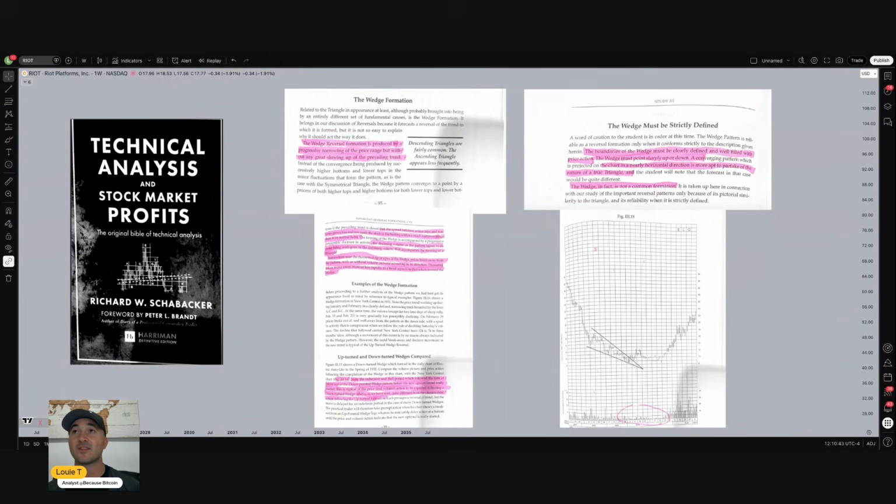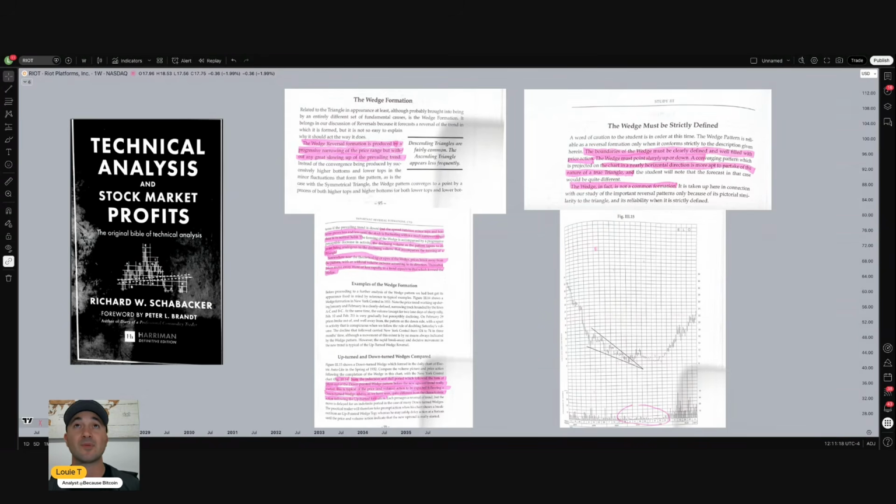So the title of this book, one of my go-tos, highly, highly recommend this book. This is not a shill. I have no ref link like that, but Technical Analysis and Stock Market Profits, the original Bible of technical analysis by Schabacker. This was written in like the 1930s, 1940s. But if anyone tells me they want to learn about charting and technical analysis, this is my first recommendation because it gives you a great foundation. Again, something a lot of these traders miss.